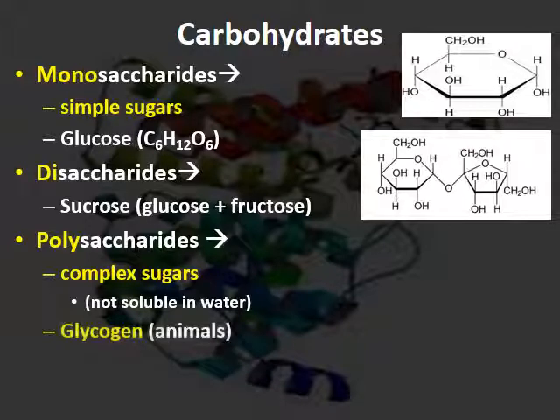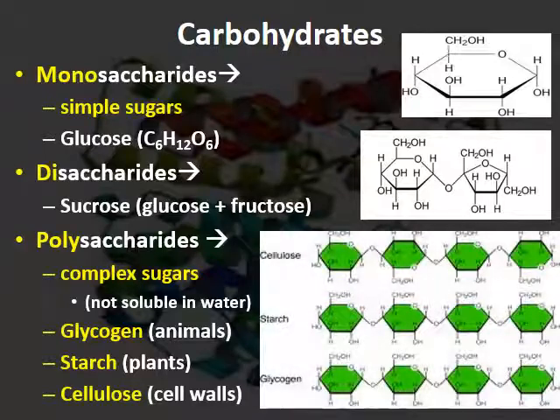So this would be things like glycogen, which is how animals store energy inside of their body when they're not using it, starch, which is how plants will store energy inside of their body when they're not using it, and cellulose, which is what a cell wall is made out of.